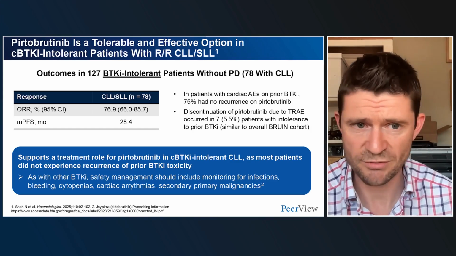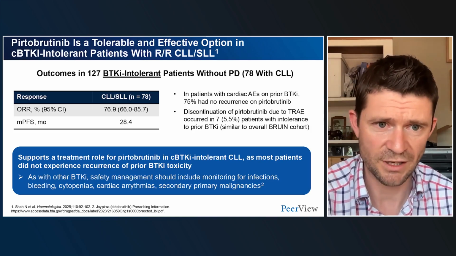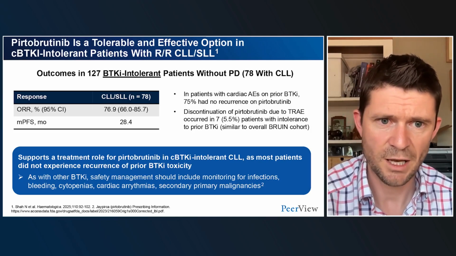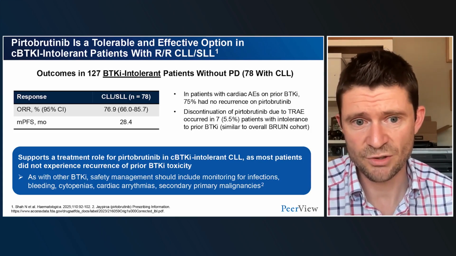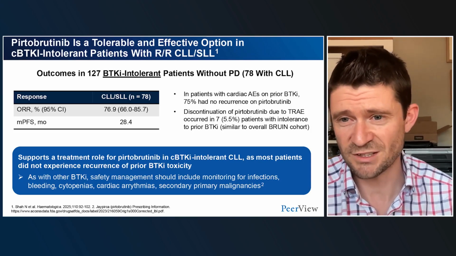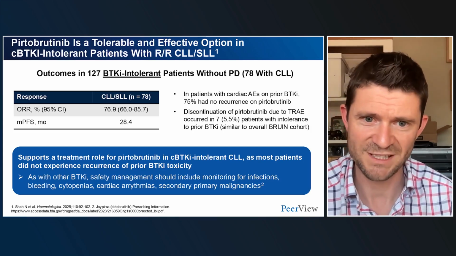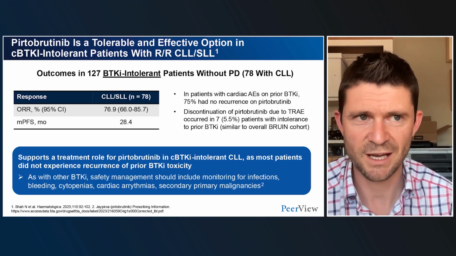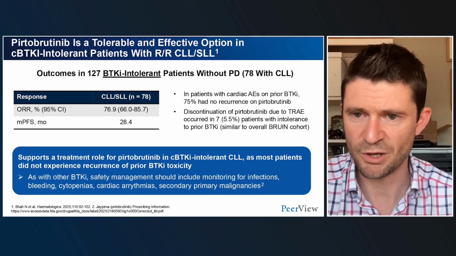And actually, if you look at response rates in these patients, they were excellent and consistent with the overall population in the BRUIN study. And you can see here listed the overall response rate of just under 77% in the 78 CLL patients. So this certainly supports the use of pirtobrutinib in covalent BTK intolerant patients. Of course, what it doesn't answer is whether you should use a separate covalent BTK inhibitor or indeed a non-covalent BTK inhibitor in patients who are intolerant, say, to a first-generation covalent BTK inhibitor. And that's very much up for debate. But this is a very robust data set, certainly supporting pirtobrutinib's use here.